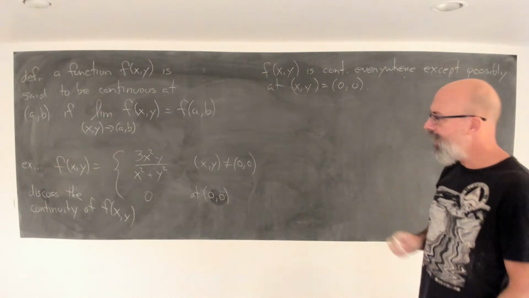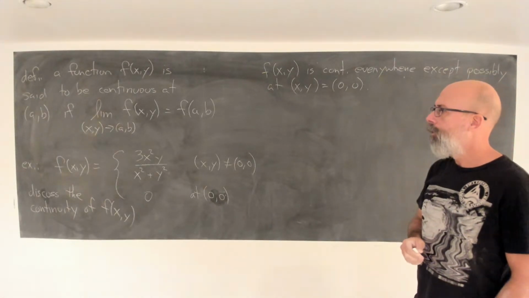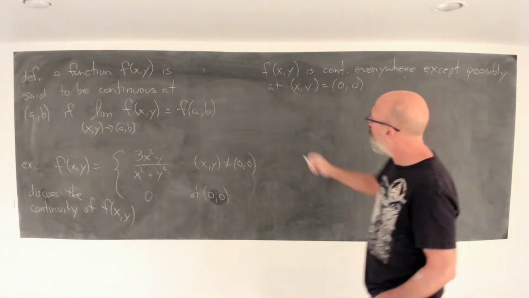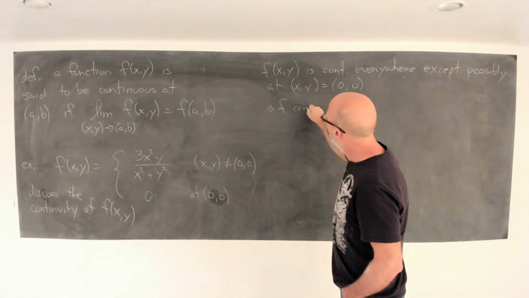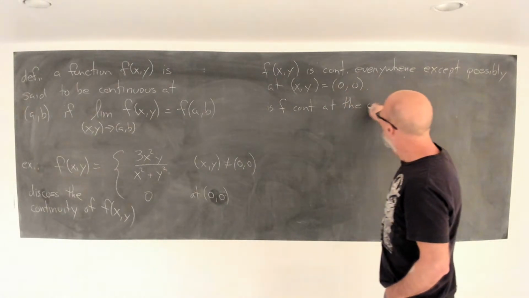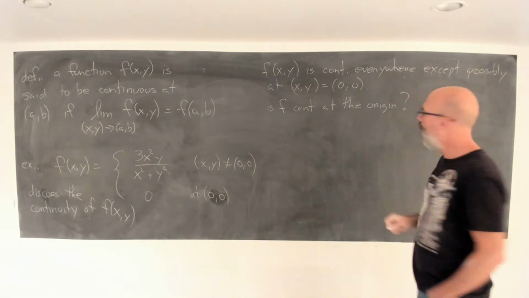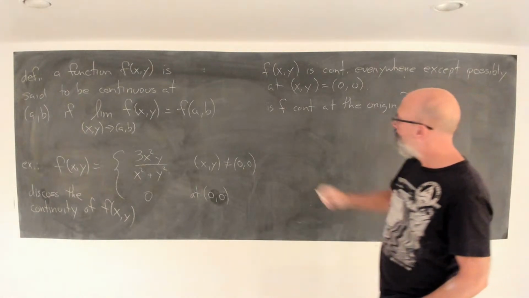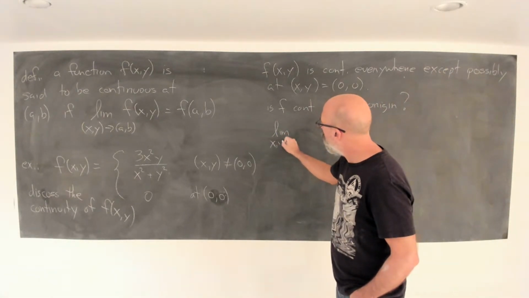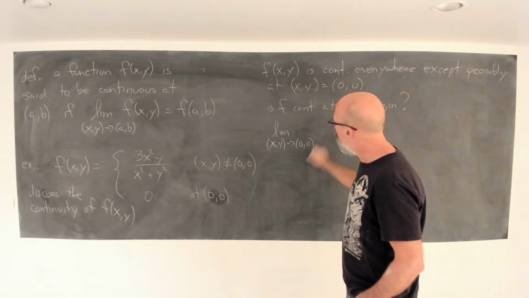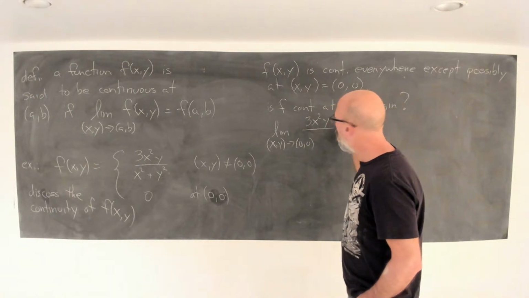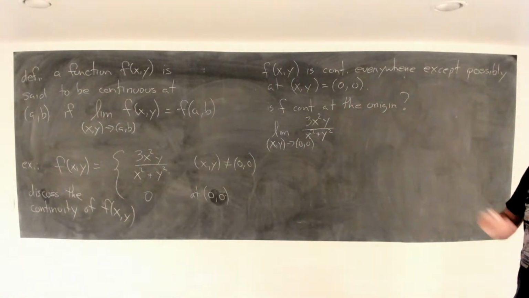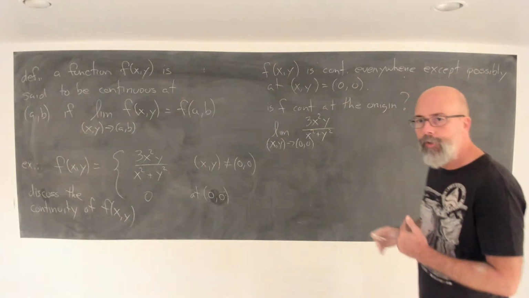So everywhere except possibly at the origin, the function is continuous. Is it continuous at the origin? Well, let's check. We have to evaluate the limit as (x, y) goes to (0, 0). So you know what to do. Let's test a few.